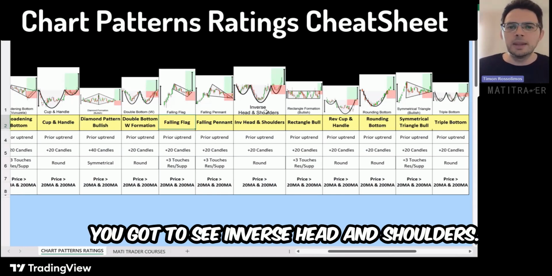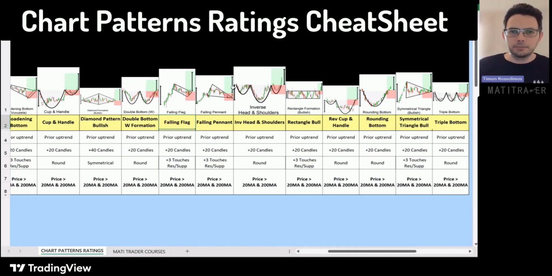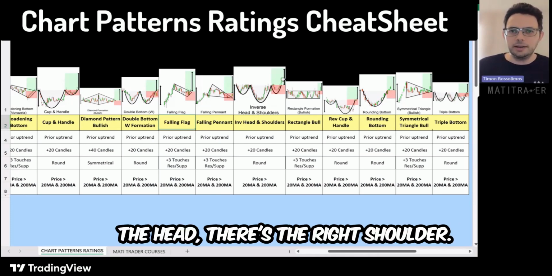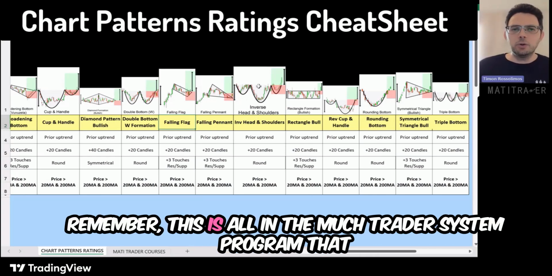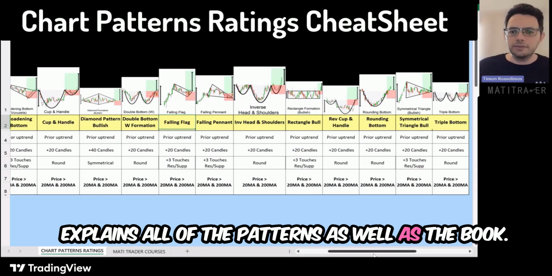You got to see. Inverse head and shoulders. So there's the first shoulder, there's the head, there's the right shoulder. Remember, this is all in the MultiTrader System program that explains all of the patterns as well as the book.